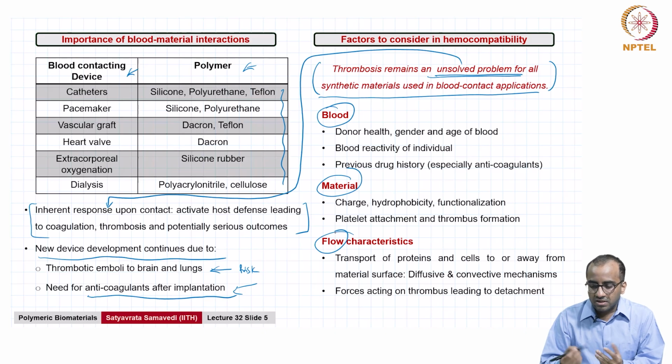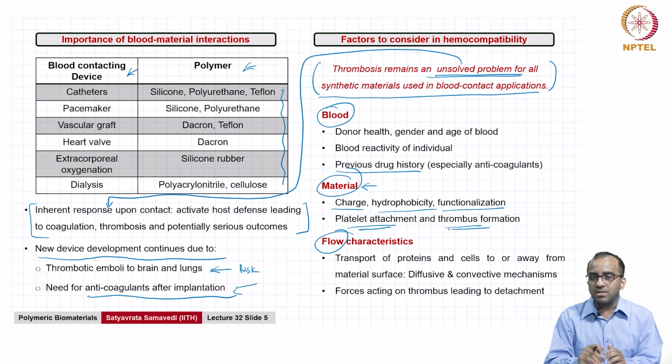Blood factors include donor health, gender and age of the blood, reactivity of the individual, and any previous drug history, especially anticoagulants, examples of which we will look at later in this lecture. From a material perspective, this again has been the theme of the course. We have looked quite a bit at the role of charge, hydrophobicity and functionalization of materials in promoting or suppressing specific kinds of biological responses. And in this case, the type of biological response that we are interested in is both platelet attachment and thrombus formation.